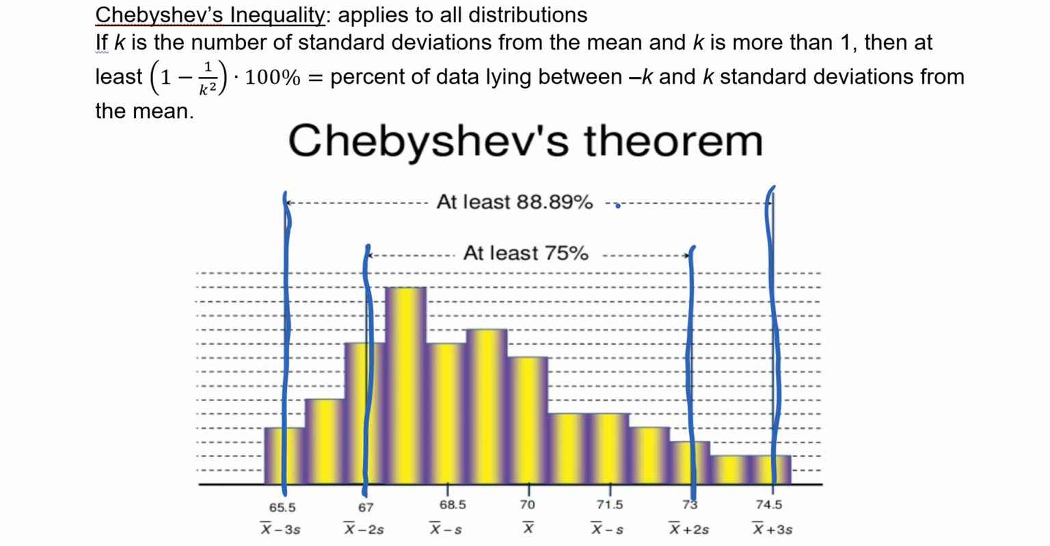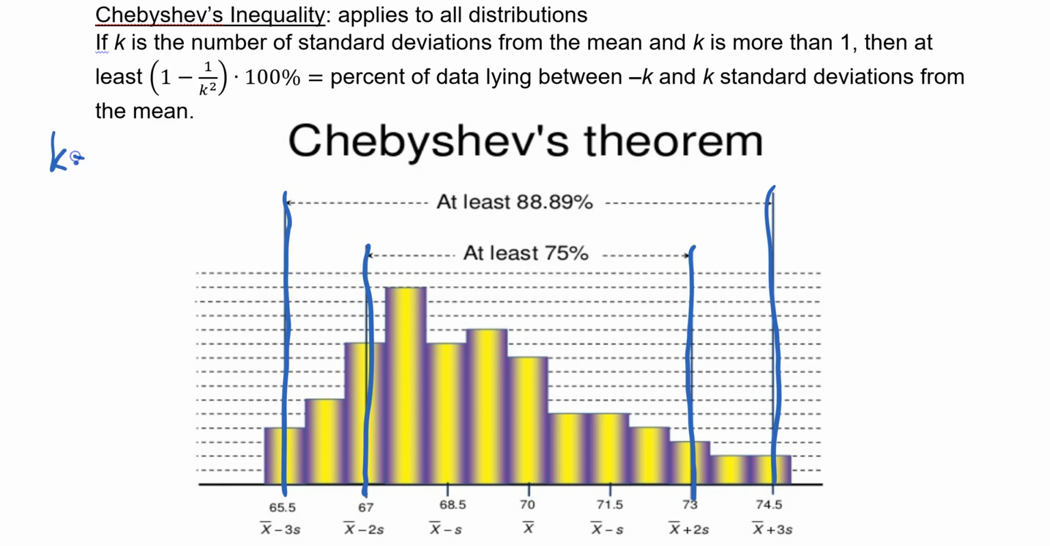Notice these values are a little less than when we have a symmetric graph and we can use the empirical rule, but it is a great benchmark for knowing that, well, when we're 2 standard deviations from the mean, at least 75% of the data should be there. And when we're within 3 standard deviations of the mean, almost 90%, 88.89% of the data should be within that 3 standard deviations.